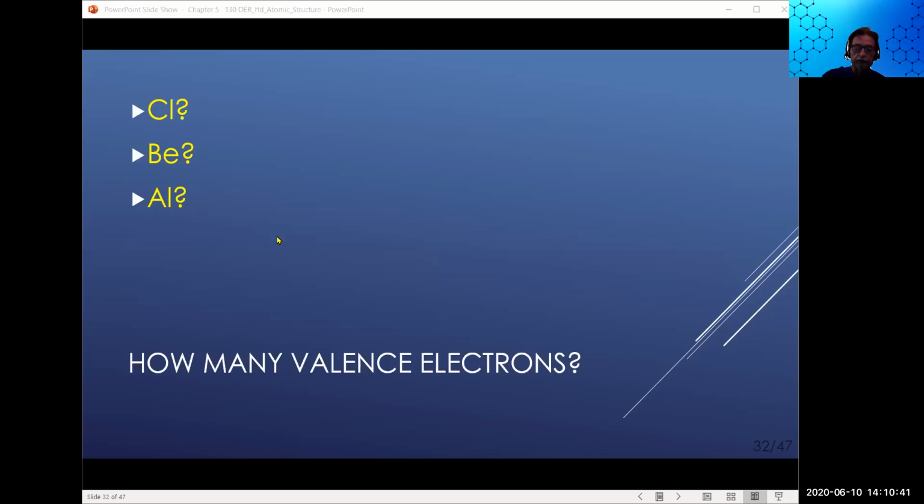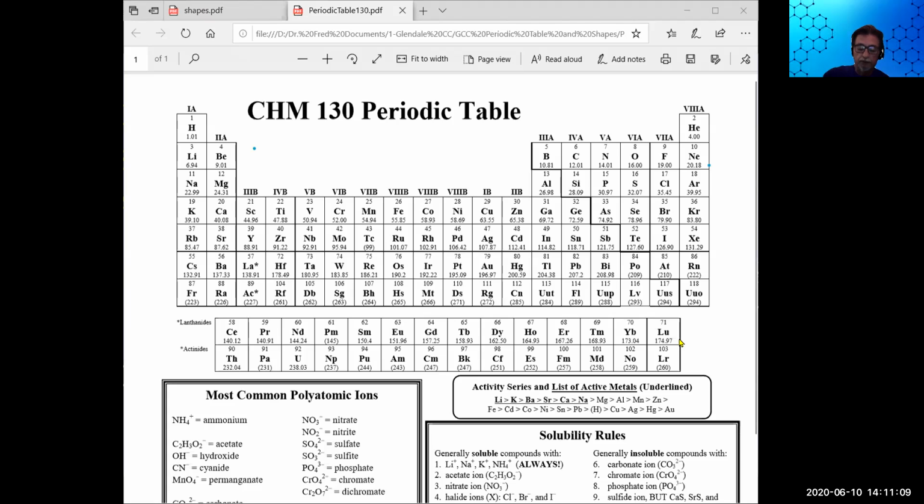Now we can look at the periodic table and look at chlorine, beryllium, and aluminum. Let me pull up the periodic table. We use the periodic table. We don't have to memorize anything, we just have to find it on the periodic table. Let's look at chlorine. Chlorine is number 17, okay? It is in group 7.